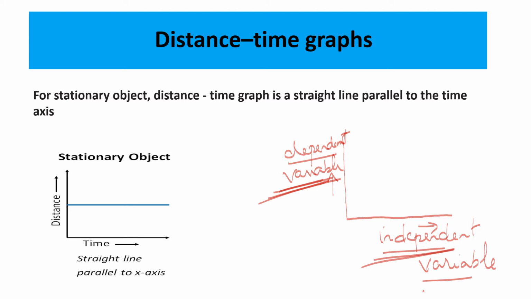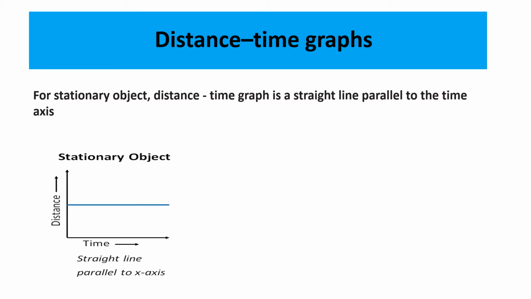The independent variable is the variable which the experimenter is controlling, whereas the dependent variable is the variable that changes in response to the independent variable. In a distance time graph, distance is the dependent variable and time is the independent variable. For a stationary object, the distance time graph is a straight line parallel to the time axis.